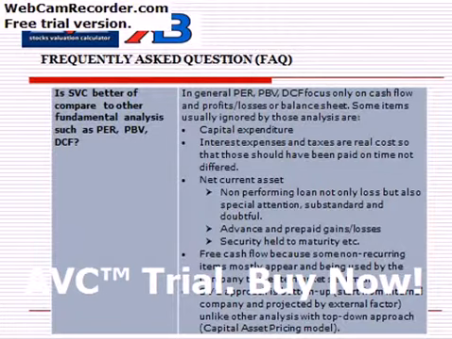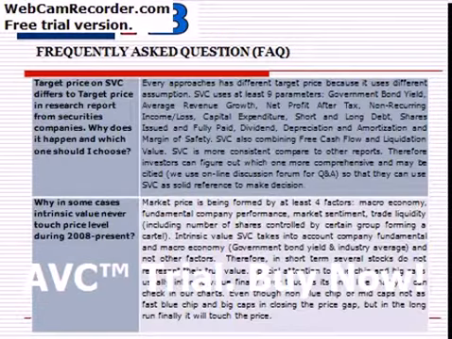The next question will be difficult. The target price on the SVC sometimes differs from the target price in the research report from a securities company. Why does it happen? And which one should I choose? This is a very difficult question because we don't mind attacking the other party, but we have different approaches, we have a different philosophy. Every approach has a different target price because it uses different assumptions.